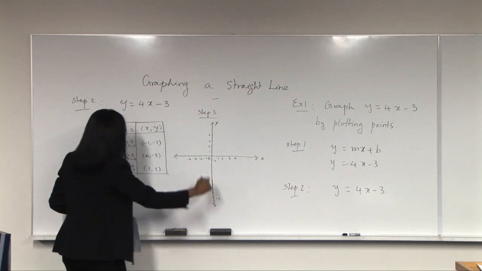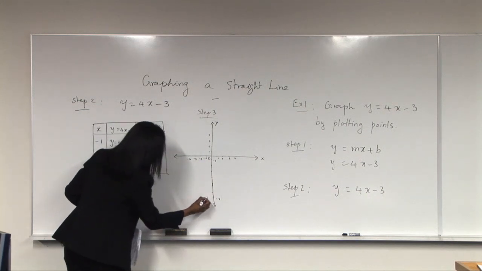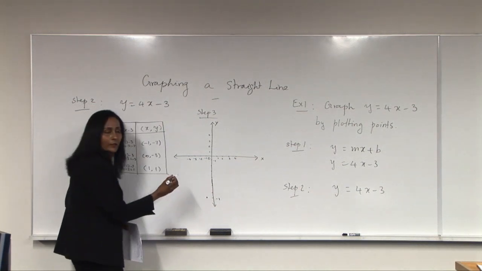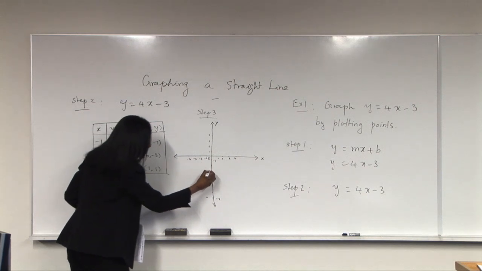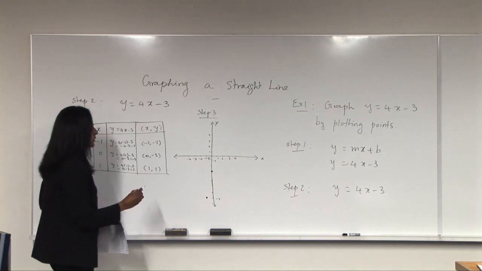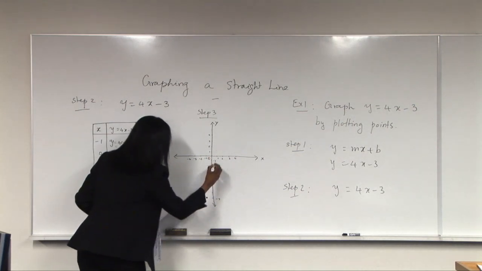So x-axis, y-axis, -1, -7. So the point is going to be here. So -1, -7. Next is 0, -3. So 0, 0 is here, 0, -3. And then the next point is 1, 1. So we are going to draw the graph.